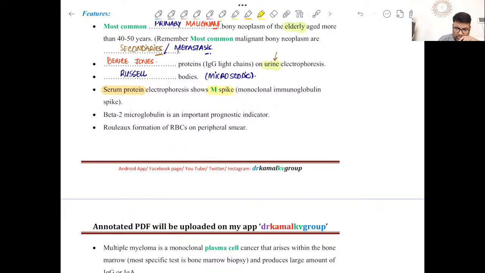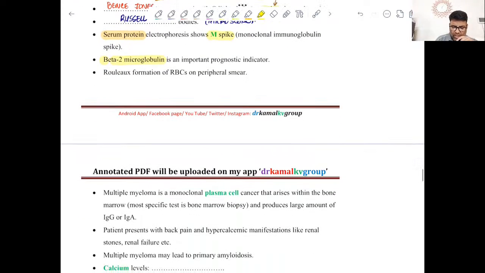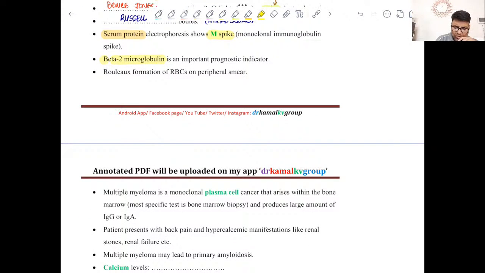And then there is beta 2 microglobulin, which is an important prognostic indicator. Then RBCs may show Rouleaux formation on peripheral smear. Now Rouleaux means something like this, one above the other, like a stack of coins, right? So this is Rouleaux formation.